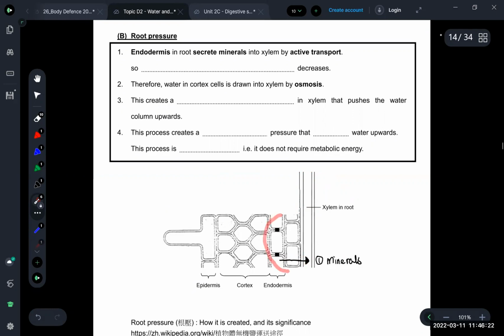How would it create or affect water flow here? And how would it affect the water flow here within the xylem? So pause and think. I'm now going to show the answer.